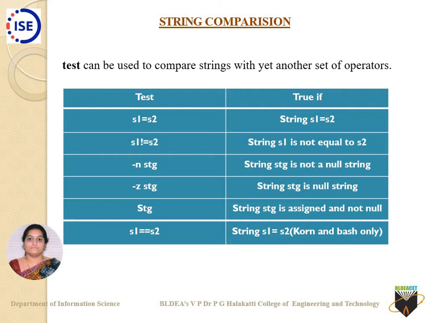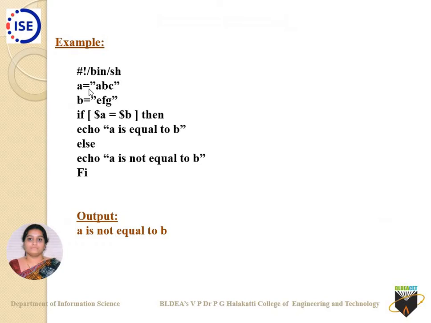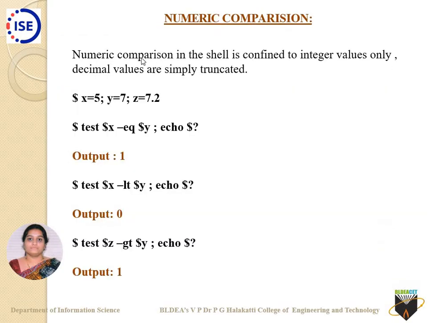With respect to shell programming, in the last class we saw how numeric comparisons can be done. Numeric comparisons can take place using either test or two square brackets. Either of those can be used. Followed by that, let us move to the next one, wherein we had numeric comparisons.